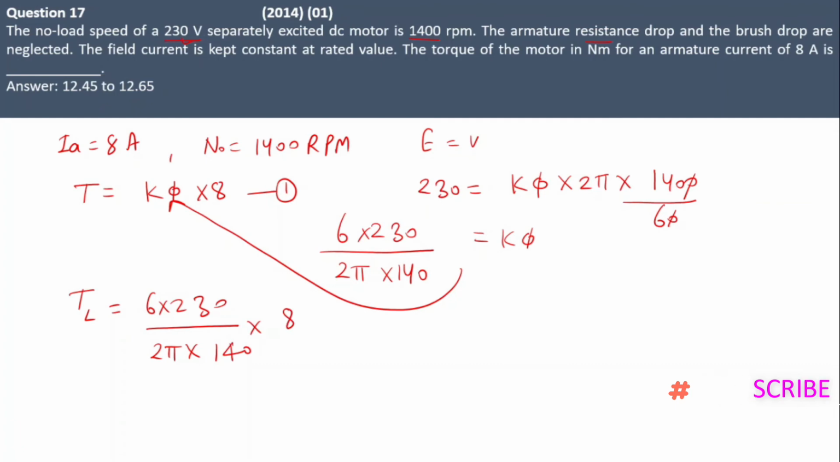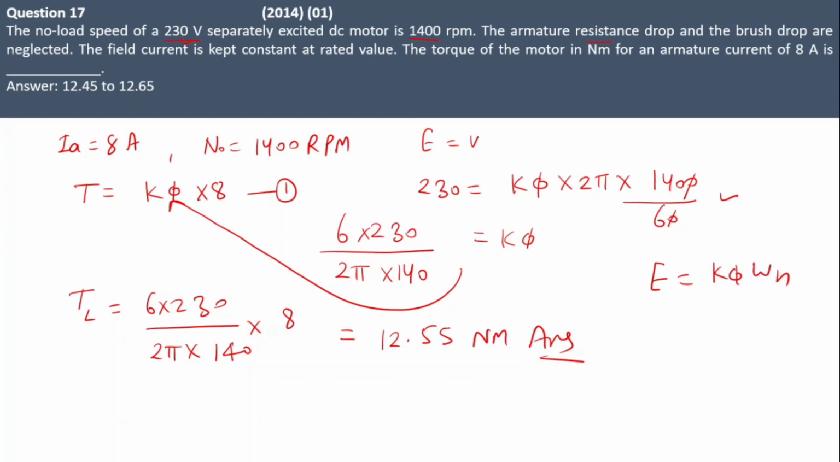So when you solve this, you will get something like 12.55 Newton meter. This is the answer, simple thing. ये मैंने कहाँ से लिखा? This is from the back EMF equation equal to K phi omega n, and you know omega n you can write as 2 pi n by 60.